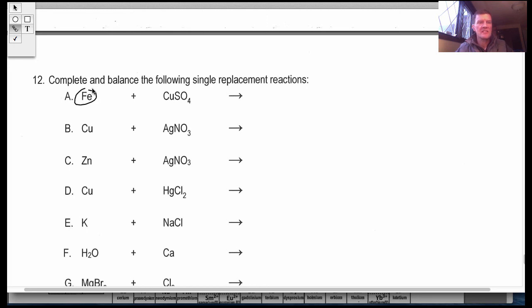Because it's a single element that is going to react with a compound and kick that out. And these are probably all aqueous, and these are probably all solids for the most part. So the Fe is going to kick out the iron.